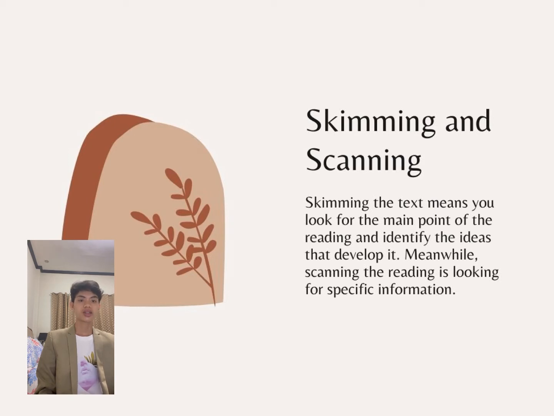Next is scanning. It is defined as a type of reading where we are only looking for specific information. We use this technique if we are finding a certain detail about the text that we are reading. So of course, we are not going to read the whole text. However, we're going to scan it to find the detail. Usually, those details are in bold or italicized form, so it's easier to find those certain details.